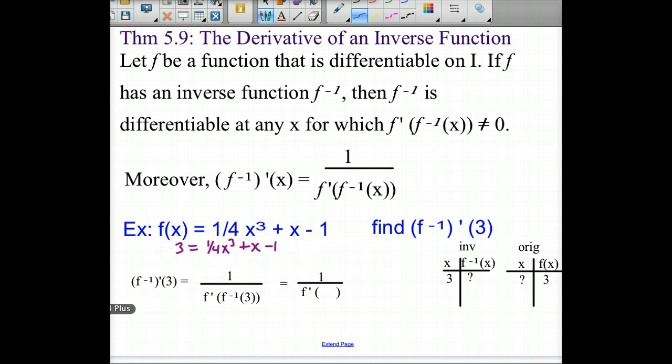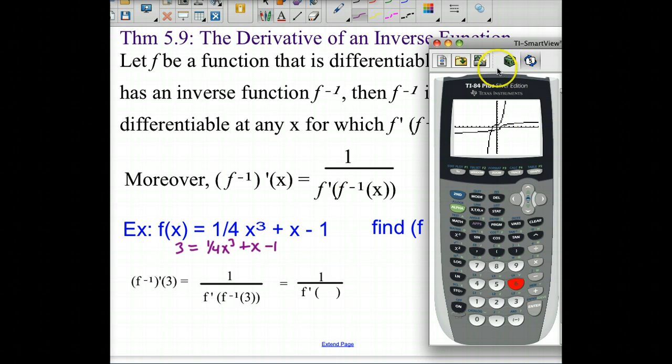Look on your graphing calculator. So we're going to graph y equals 1/4 x to the third plus x minus 1. And we're also going to graph y equals 3. Or you can set this equal to 0 by subtracting 3 and just graphing this and finding the zeros. But I'm going to find the intersection, so number 5.